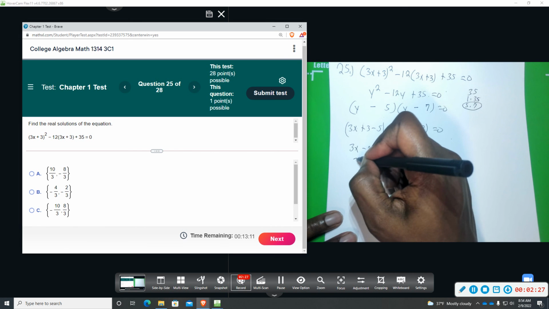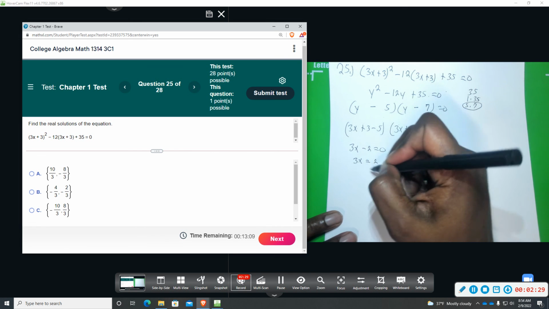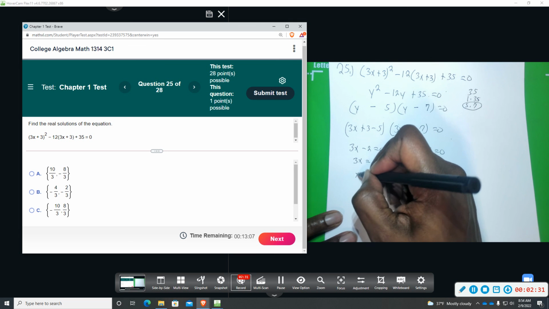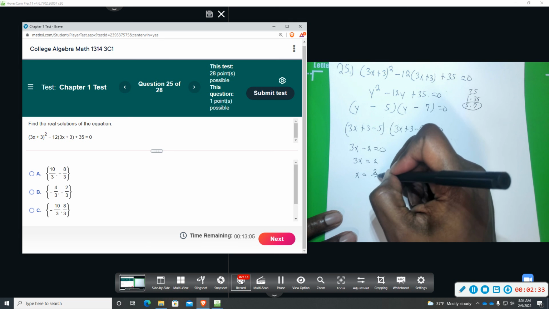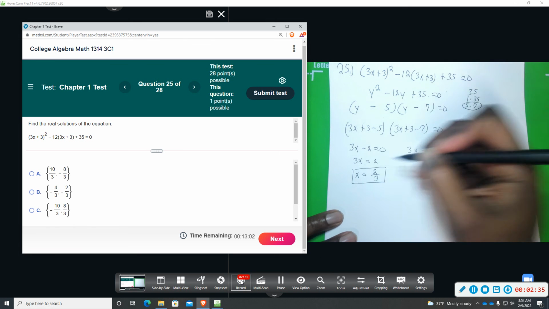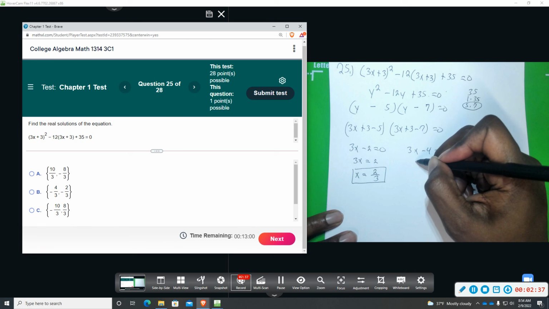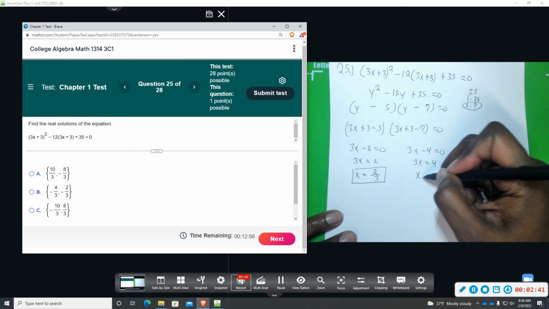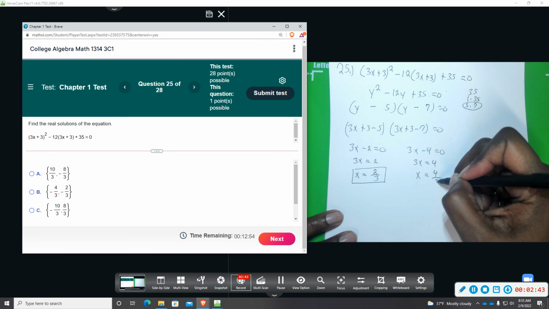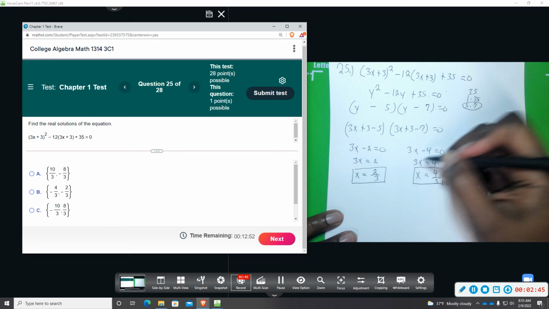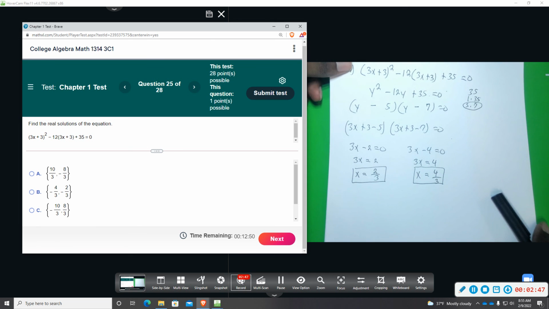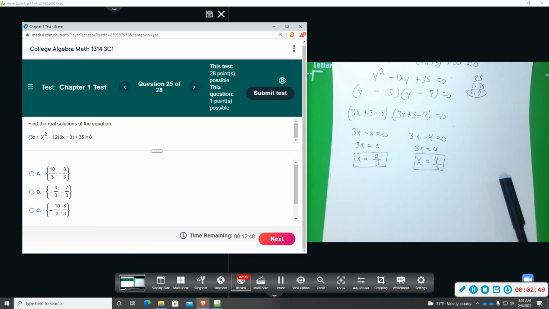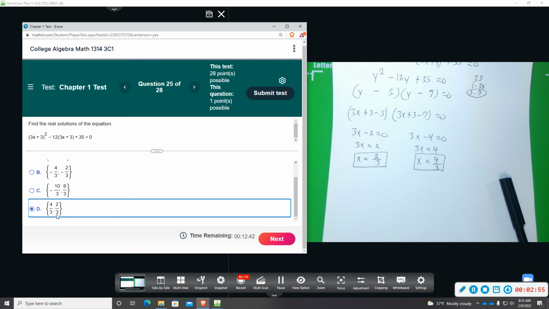Add 2, 3x equals 2, divide by 3, x equals 2/3. And then add 4, so we get 3x equals 4, divide by 3, x equals 4/3. Okay, so it looks weird, but it's just a factoring problem. And we get 2/3 and 4/3. D.